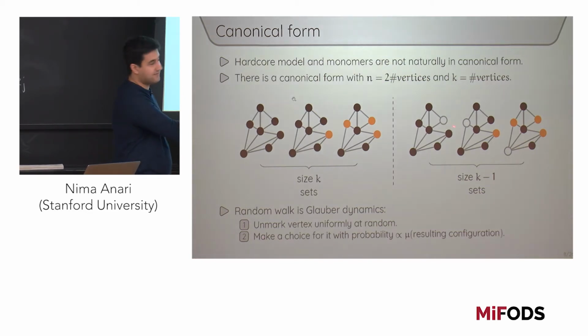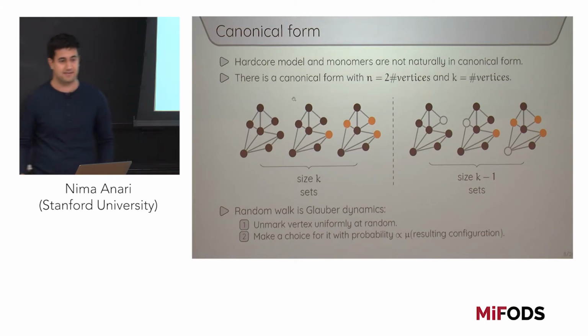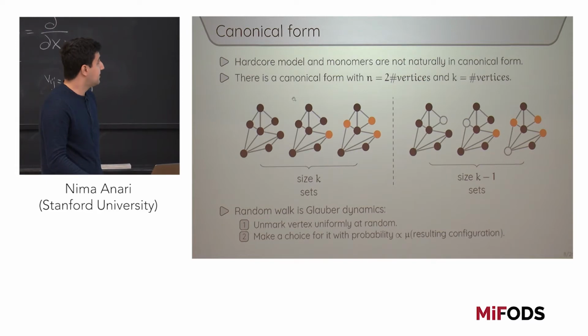You unmark that vertex, so you make it into a white vertex. And now you have two choices to go back up to a set of size k. You choose one with probability proportional to the probability. Okay, so it's exactly the standard Glauber dynamics. So what are the dimers in this graph on the left?